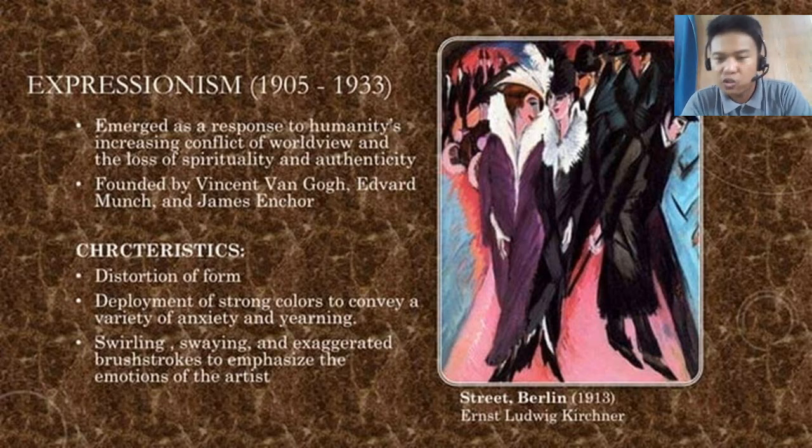The characteristic is distortion, the deployment of strong colors to convey a variety of anxiety and yearning, and swirling, swaying, and exaggerated brushstrokes to emphasize the emotion of the artist. I think Starry Night belongs between Post-impressionism and Expressionism, but I think it would be more favorable with Expressionism. Next is Cubism.